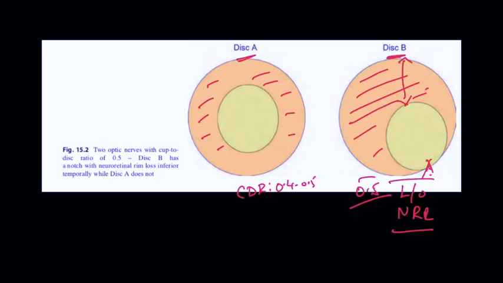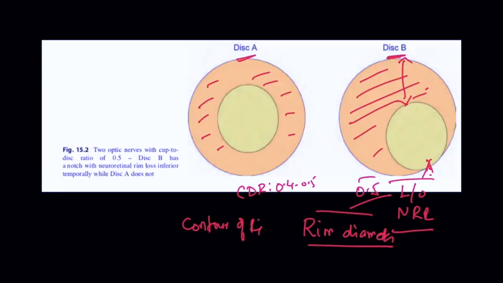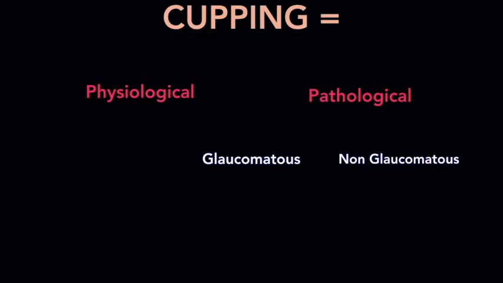That's why we should always consider the rim diameter. The rim diameter or the contour of the rim is of great importance. So it's not just about the cup, it's about the rim. Always keep this in mind. So cupping means there's going to be a larger cup disc ratio, so the cup is occupying more area in the optic disc. That's what cupping means. Cupping can be either a physiological cupping or a pathological cupping.